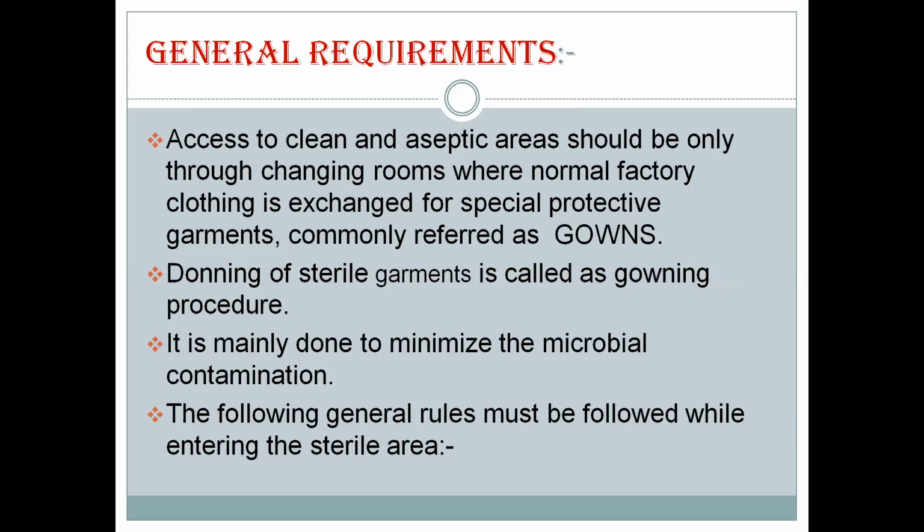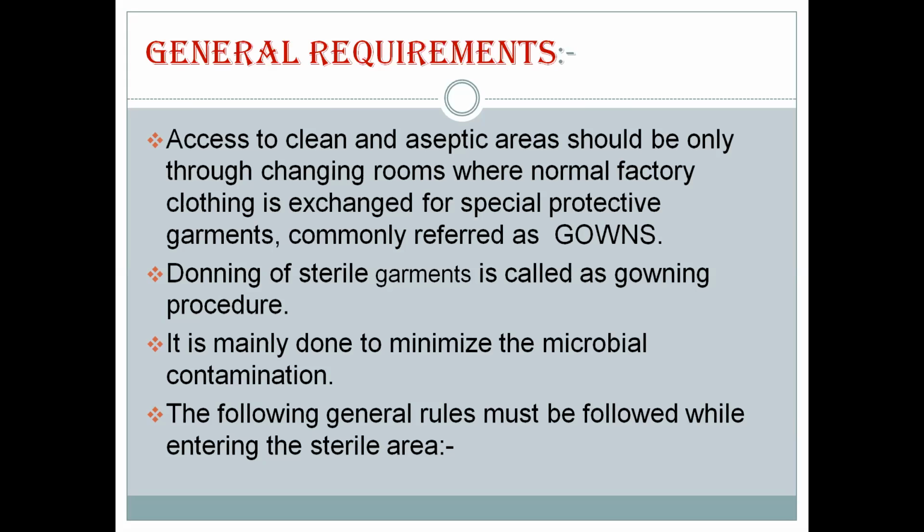General requirements. What are the minimum general requirements? Number one, access to clean and aseptic areas should be only through changing rooms, where normal factory clothing is exchanged for special protective garments, commonly referred to as gowns. Donning of sterile garments is called the gowning procedure, and it is mainly done to minimize microbial contamination.